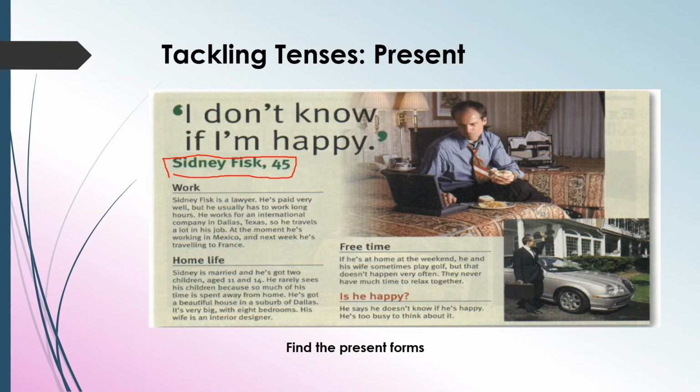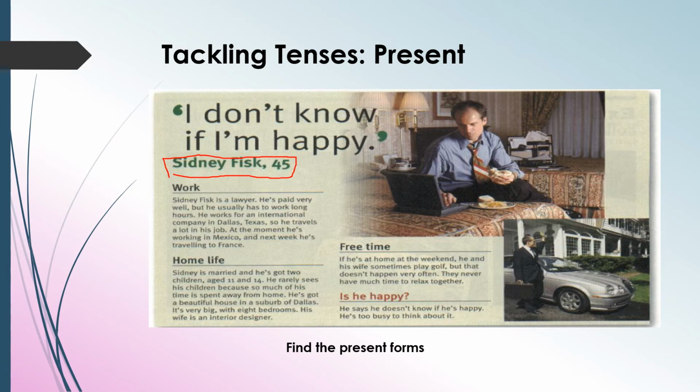What about his home life? Sidney is married and he has got 2 children, aged 11 and 14. He rarely sees his children because so much of his time is spent away from home. He has got a beautiful house in a suburb of Dallas. It's very big with 8 bedrooms. His wife is an interior designer. Wow. Free time. So is there any free time? I don't think so. Let's read.